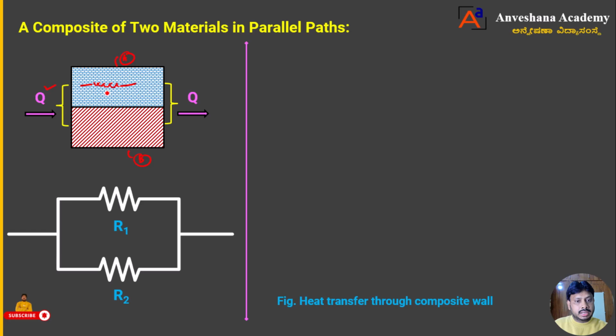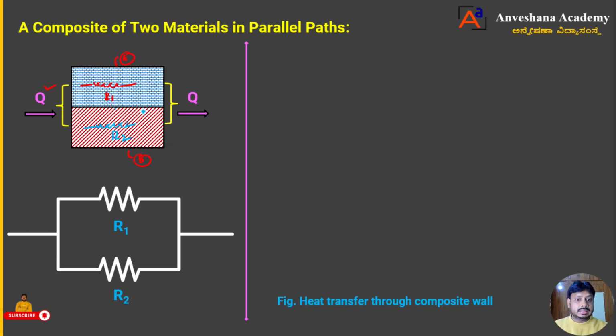Then that material A is going to offer some resistance, that is R1. When heat is going to transfer in this way, some resistance is offered by material 2, that resistance I can call R2. Resistance 1 offered by material 1 and resistance 2 offered by material 2, R1 and R2. Heat is moving in this direction, dear students.